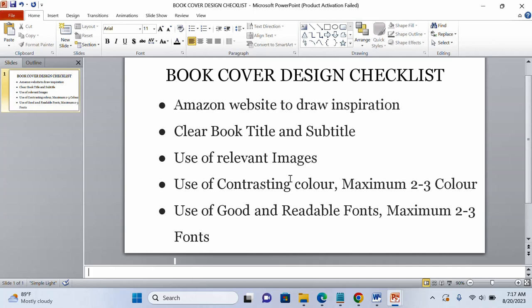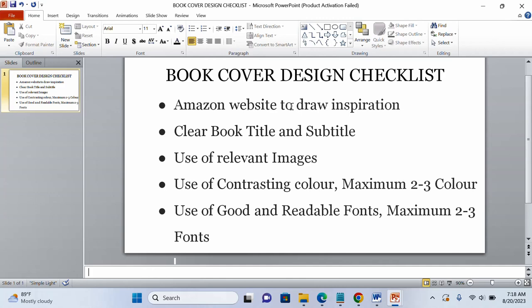First of all, in this checklist, what you need to do is go to the Amazon website to draw inspiration. What I mean is that you go to the Amazon page and check out books that are related to your own book, or books on your own title. Look at how they design their book covers, which we are going to do practically.